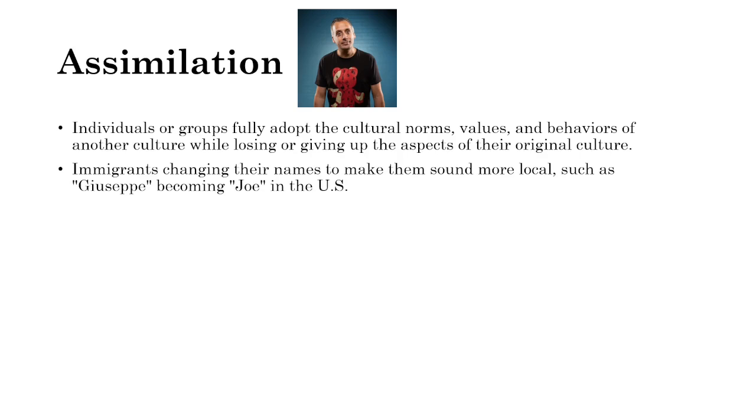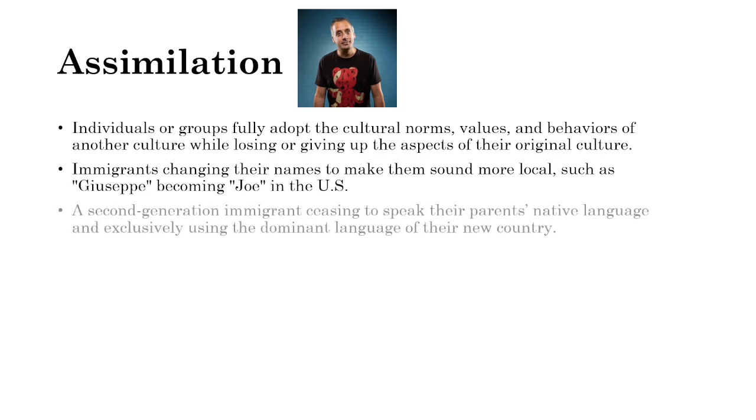So here's an example. Immigrants changing their names to make them sound more local, such as someone becoming Joe. I don't even know how to pronounce that first name. It's very, very foreign to the United States. A second-generation immigrant ceasing to speak their parents' native language. Instead of speaking it in conjunction, they're not going to speak it at all and just use that dominant language of their new country, which could be English, it could be Polish if they're in Poland, it could be Dutch if they're in the Netherlands, and so on.